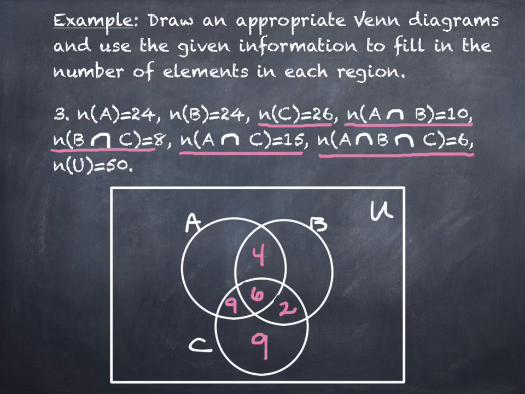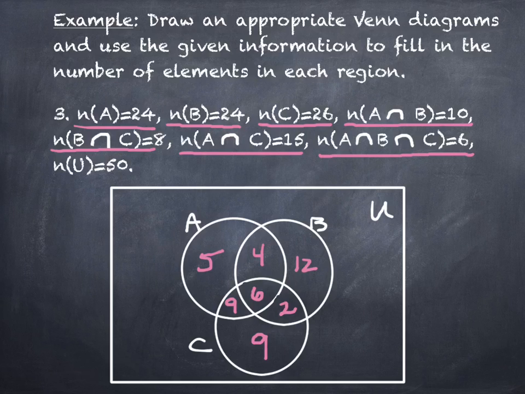So we can move on to set B. Set B says there's 24 in set B. Well, I've already got a 4 and a 6, so that's 10, plus 2 more is 12, which means I would be missing 12 from set B. Last one, set A, also 24. Right now I've got the 6 and the 4 and the overlap here in the middle that are in set A, so that's 10, plus 9 more, that's 19, which means I'm missing 5 in the outside area of A.